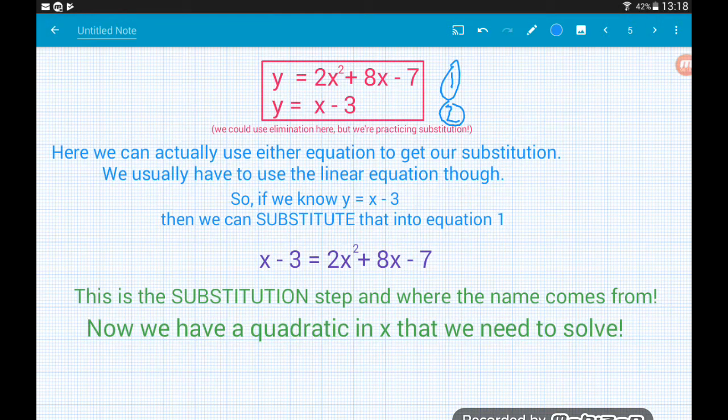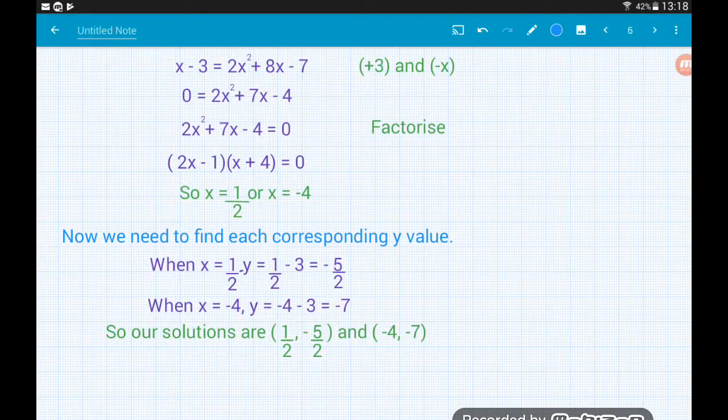So if we make that substitution, we are left with x minus 3 equals 2x squared plus 8x minus 7. Now we're happy because we've got an equation strictly in terms of x, which we can now solve, which is pretty groovy. The highest power of x in our equation is 2, so that tells us we're playing with a quadratic equation. So we need to solve it. Let's have a look at how we do that.